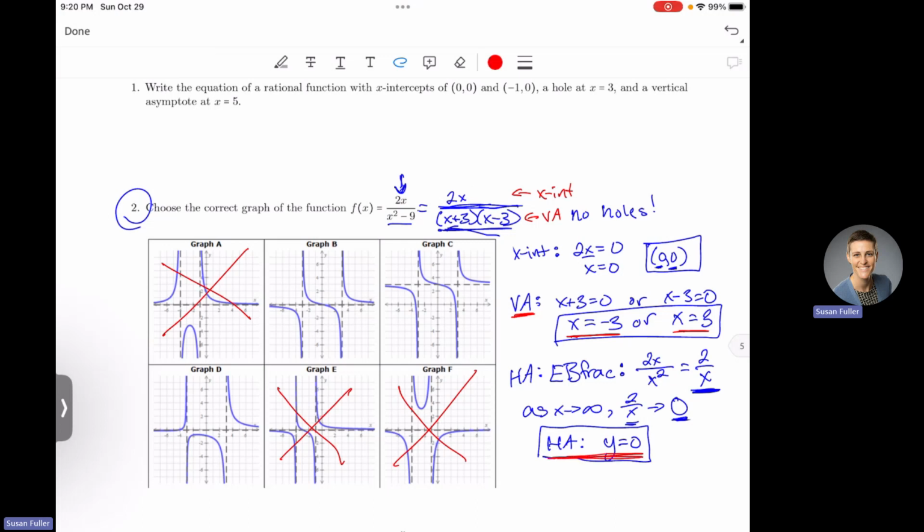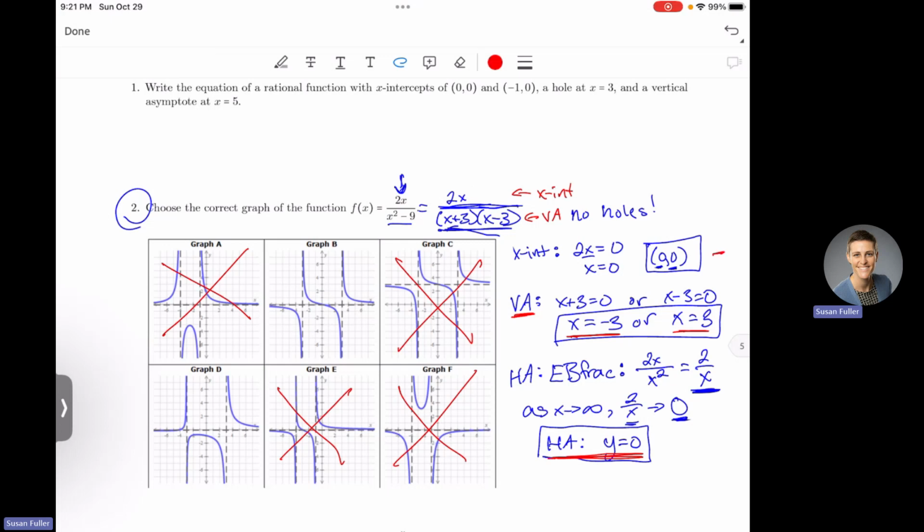Okay, and then we have to have a horizontal asymptote at y equals 0. Graph B has one. Graph C has a horizontal asymptote at y equals 3. That's not right. And then graph D has a horizontal asymptote at y equals 0. So with vertical and horizontal asymptotes, both D and B are options.